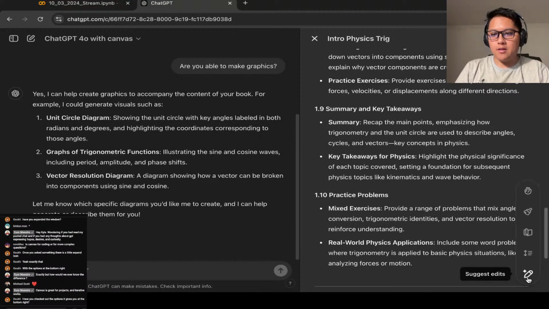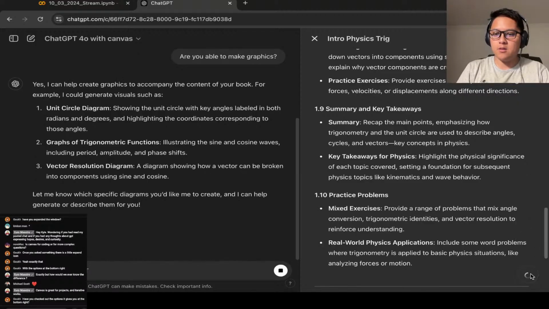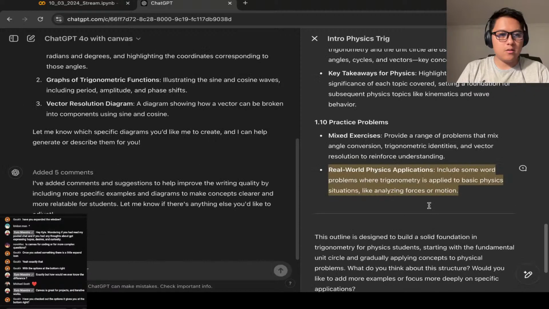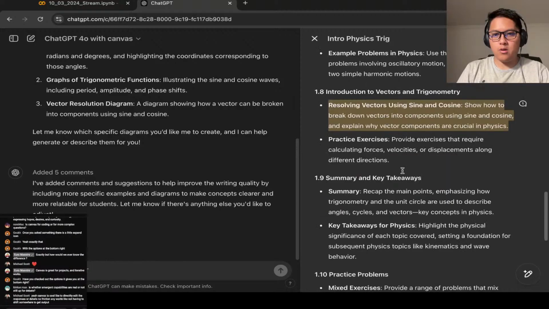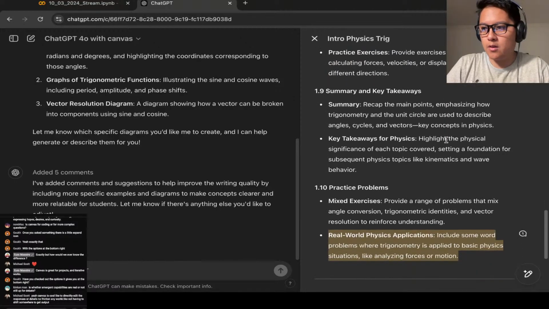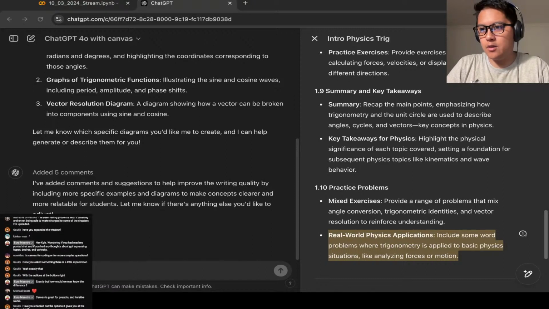Yeah, I think the suggested edits. Oh, actually, whoa, I didn't see that. What the heck? What did that do? Whoa. Oh, added 5 comments. Whoa, and I can edit this? Resolving vectors using sine and cosine. Try to write down vector using sine and cosine. Wow. This is so cool. This is really cool.